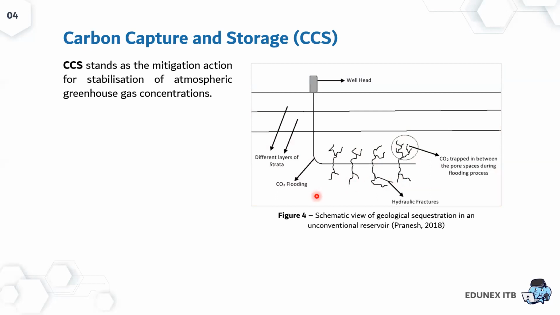Natural gas production is one of the large point sources of carbon dioxide emissions, and thus carbon capture and storage, or CCS, is the mitigation action for stabilization of atmospheric greenhouse gas concentrations. Figure 4 illustrates the geological sequestration in unconventional reservoir. A huge mass of carbon dioxide is injected into the reservoir for enhancing the gas recovery. And during the flowback or huff and puff process, some amount of carbon dioxide gets trapped in between the pore spaces, as you can see here.